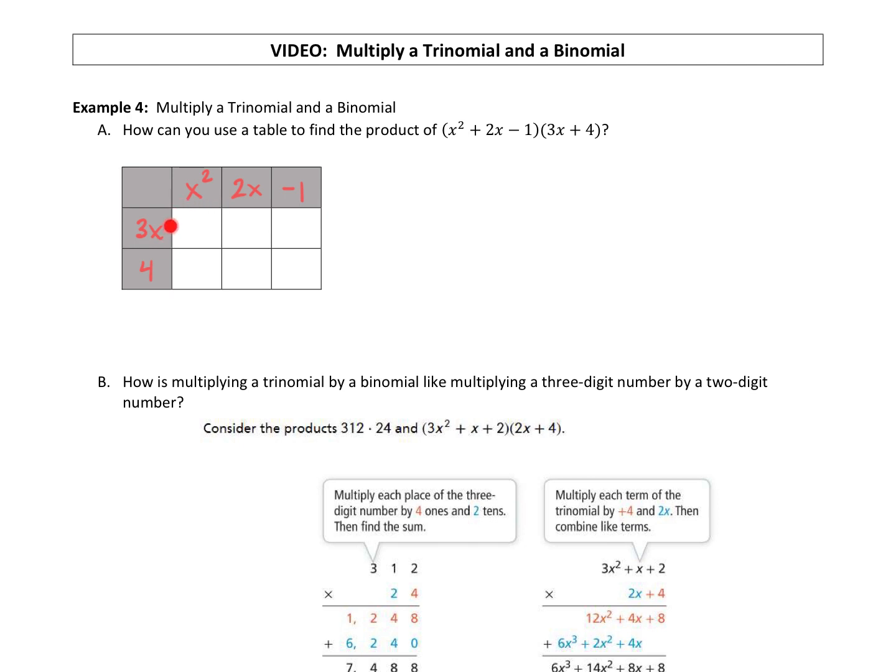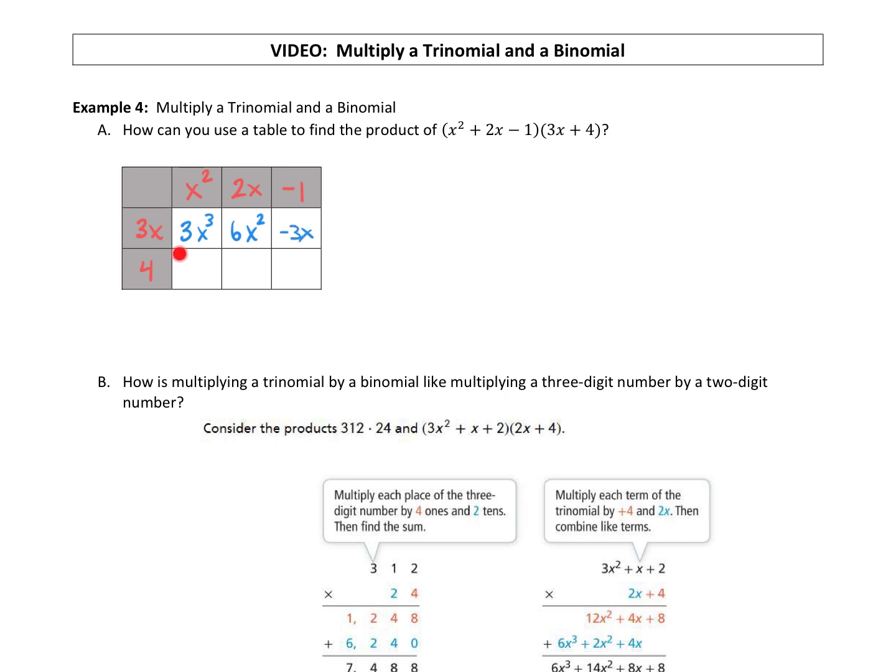x squared times 3x. Multiply the coefficients first, so 3 times 1 is 3. Multiply the x's. When we multiply variables, we add the exponents, so x squared times x is x to the 3rd power. All right, now we're going to multiply 2x times 3x. Multiply coefficients. 2 times 3 is 6. x times x is x squared. Now we're going to multiply negative 1 times 3x. Negative 1 times 3x is negative 3x.